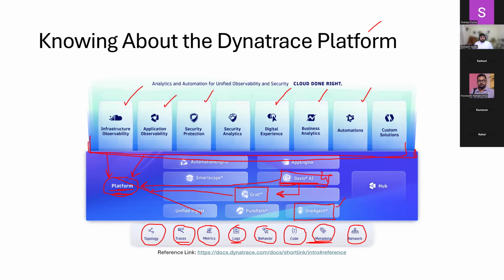One more follow-up question regarding my previous question, which needs to be clarified from your side also. What I assume is that automation engine, app engine, Smartscape, Davis AI, Grail, ingest, PurePath on OneAgent, I believe all these things together are known as a platform. Because you put an arrow, everything goes to the platform. Is that platform itself a separate engine, the kernel of Dynatrace, or how?